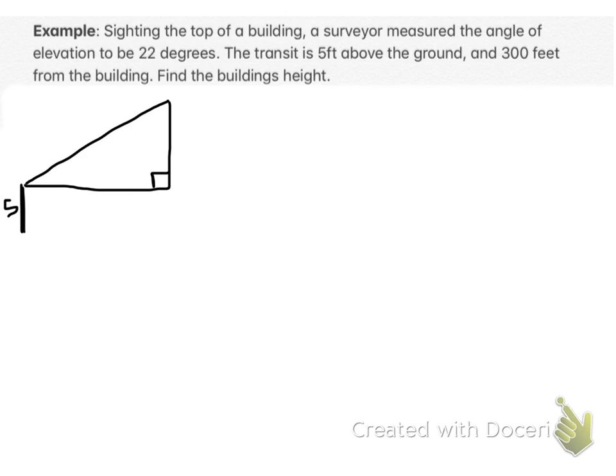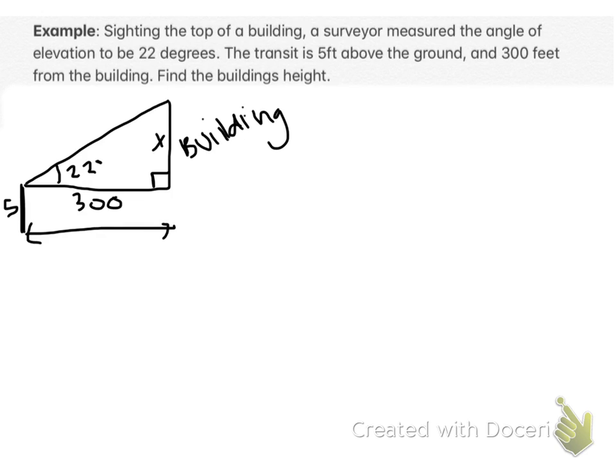And we know that the transit, where the surveyor is standing, is 300 feet from the building. So this measurement right here is 300 feet. And this is where our building is. And they want to know the building's height. They also know that the angle of elevation, which would be this angle here, is 22 degrees to the top of the building.